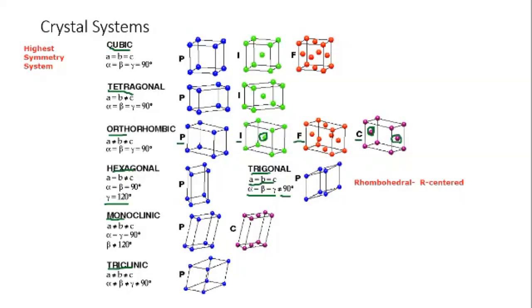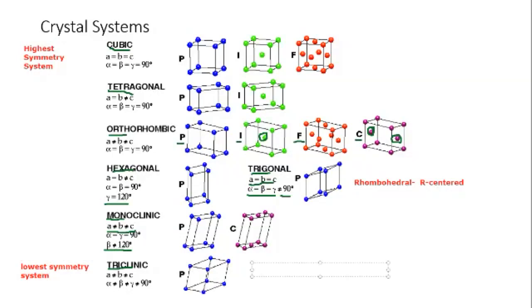Now monoclinic, A doesn't equal B doesn't equal C, and beta is something other than 120 or 90 degrees. And then lastly, triclinic, there are no lattice restrictions. All the angles can be different, all the lengths can be different. And so triclinic is what we refer to as the lowest symmetry system. So triclinic has the least amount of symmetry in it.